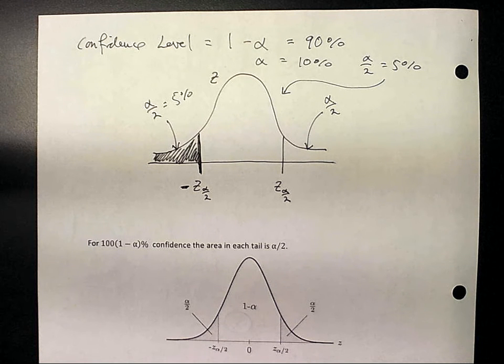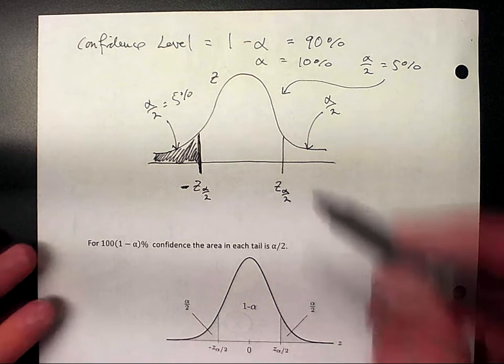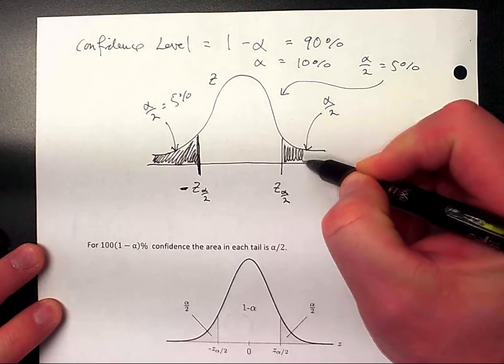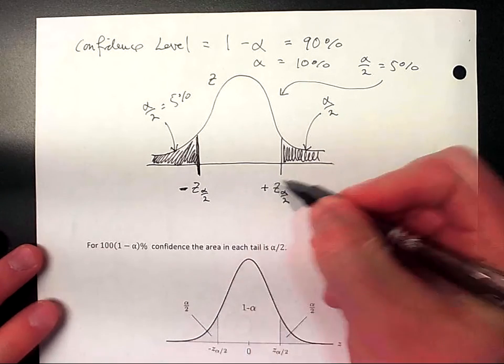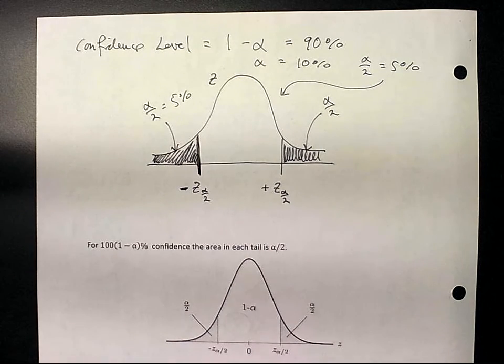Well, why is this the case? Well, if we split up alpha into 2 pieces and we put half of alpha over here, well, naturally speaking, then we have to have the other half of alpha over here. Right? So therefore, if we have the other half of alpha over here, well, then this is just going to be a positive z value.